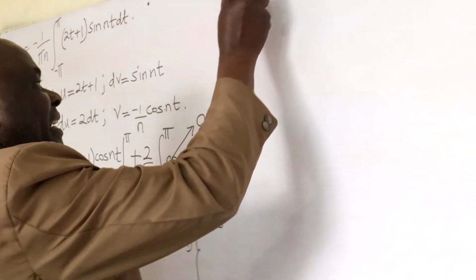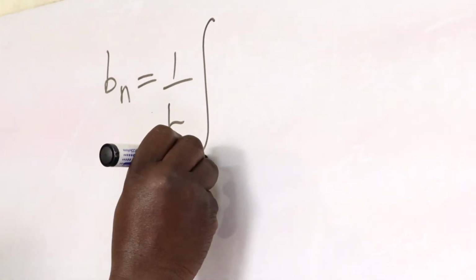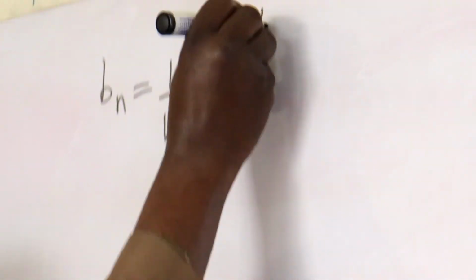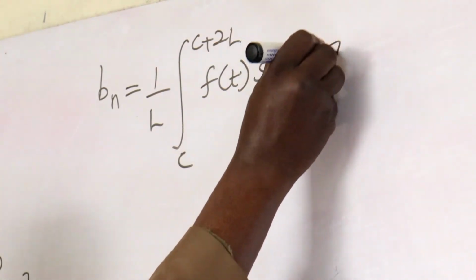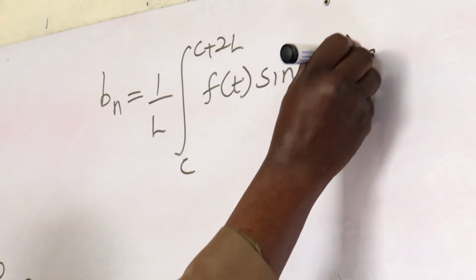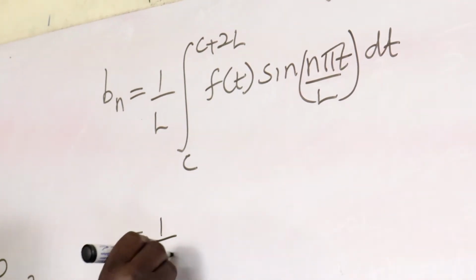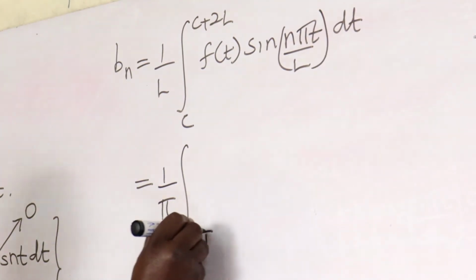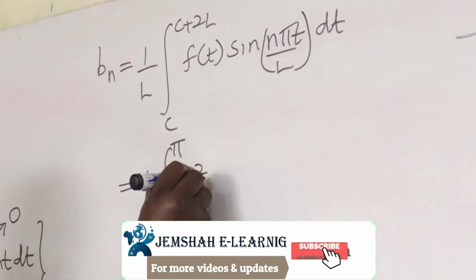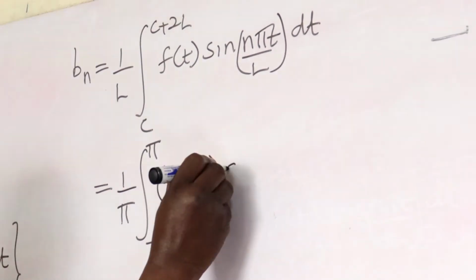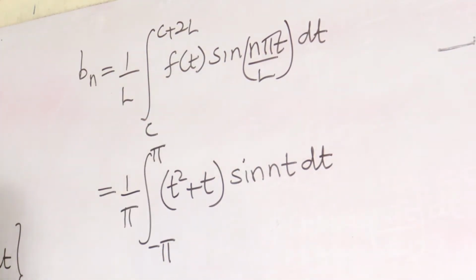Find the value of Bn. Bn will be given by 1 all over L. We integrate from C to C plus 2L, F of t sine n pi t all over L, then dt, which will be equal to 1 all over pi. We are doing it from minus pi to positive pi. The function is the same. The interval is 1. So it is t squared plus t. And now this will be sine nt dt, since L is equal to pi.